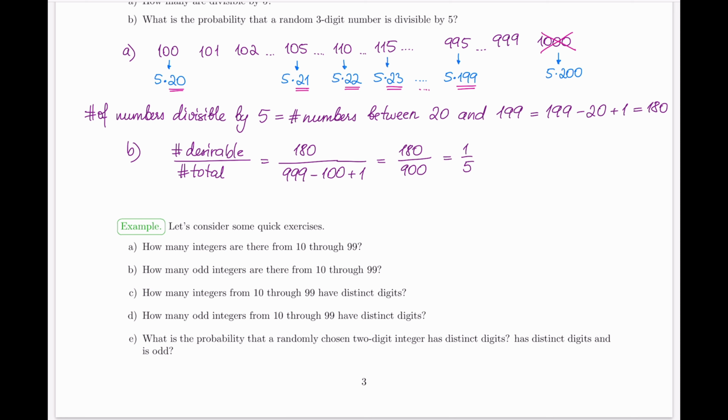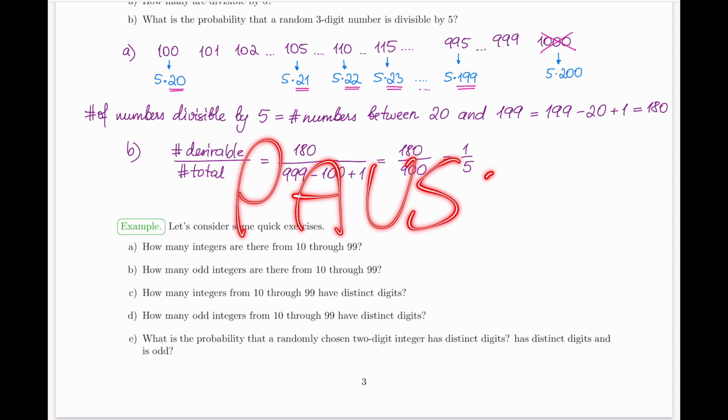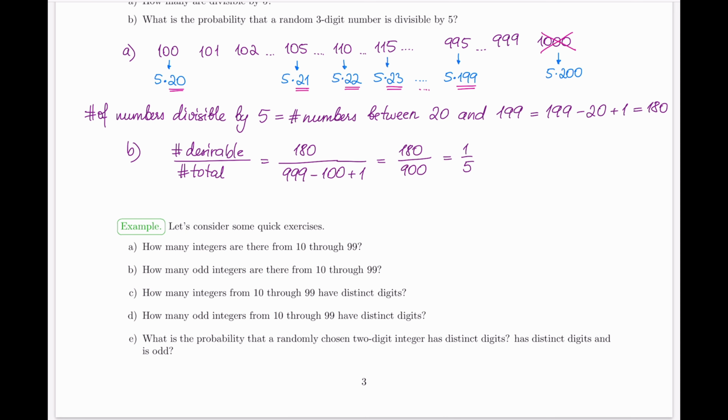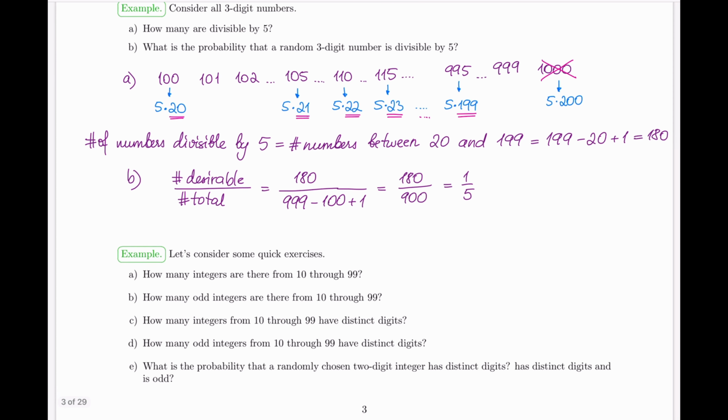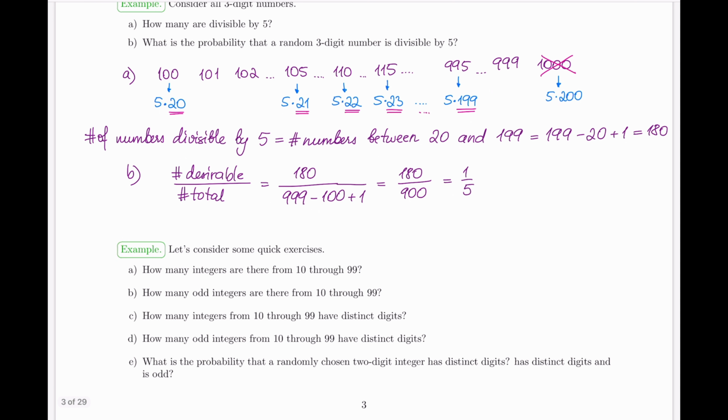I strongly encourage you to pause the video here and actually try these out for yourself by simply using the above formula. Remember our formula here. If I'm counting from m to n, the total number of integers in between is the last number minus the first plus 1. Pause the video, try to get through these yourself.